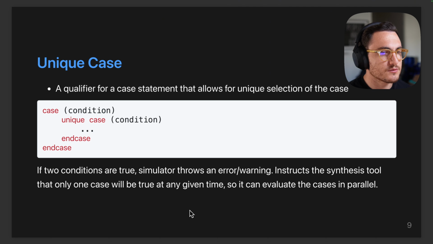One thing that we can do to make sure that the synthesis tool does the best job at optimizing these multiplexers, because they tend to become extremely large, is to put a qualifier for a case statement that allows for unique selection of the case, meaning that if you know upfront that only one of the different case conditions is going to be true at a given time when evaluating the case statement, you should use unique, because this tells the synthesis tool that only one case will be true at any given time, so it can evaluate all the cases in parallel instead of serializing those.